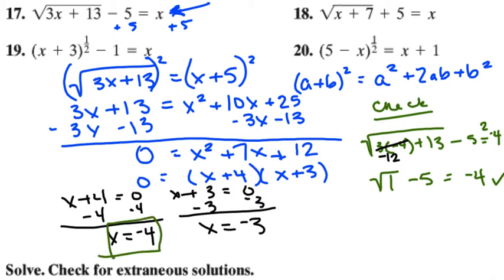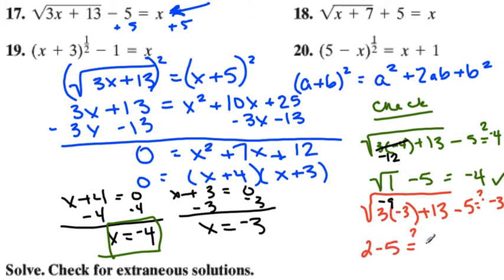Now let's test the negative 3. So we have 3 times negative 3 plus 13, again, craziness with the radical, minus 5, does that equal negative 3? 3 times negative 3 is negative 9. Negative 9 plus 13 is 4. Square root of 4 is 2. 2 minus 5, does that equal negative 3? It sure does. So this is also a solution. So in this case, we don't have any extraneous solutions.